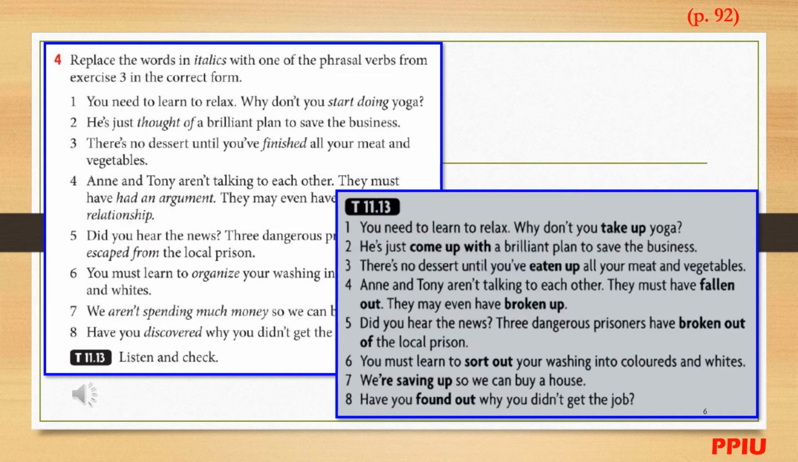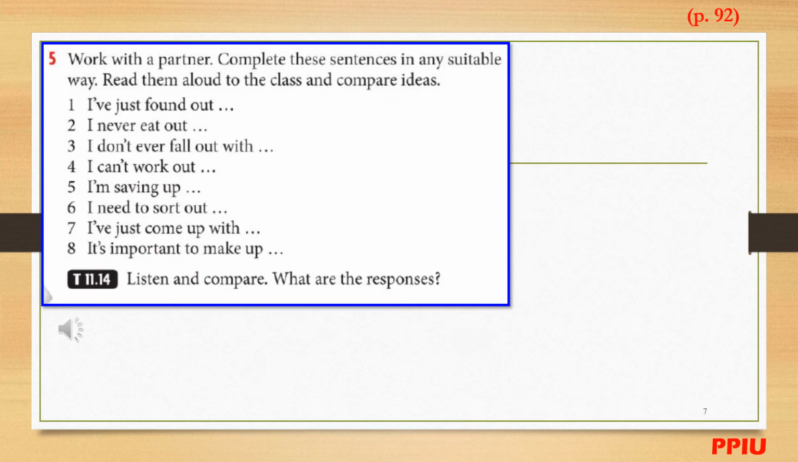Okay, so let's just move to the next one. In exercise number 5, work with a partner. Complete the sentences in any suitable way. Read them aloud to the class and compare the ideas. In this part, you can just fill in the gap or complete the sentence by yourself.